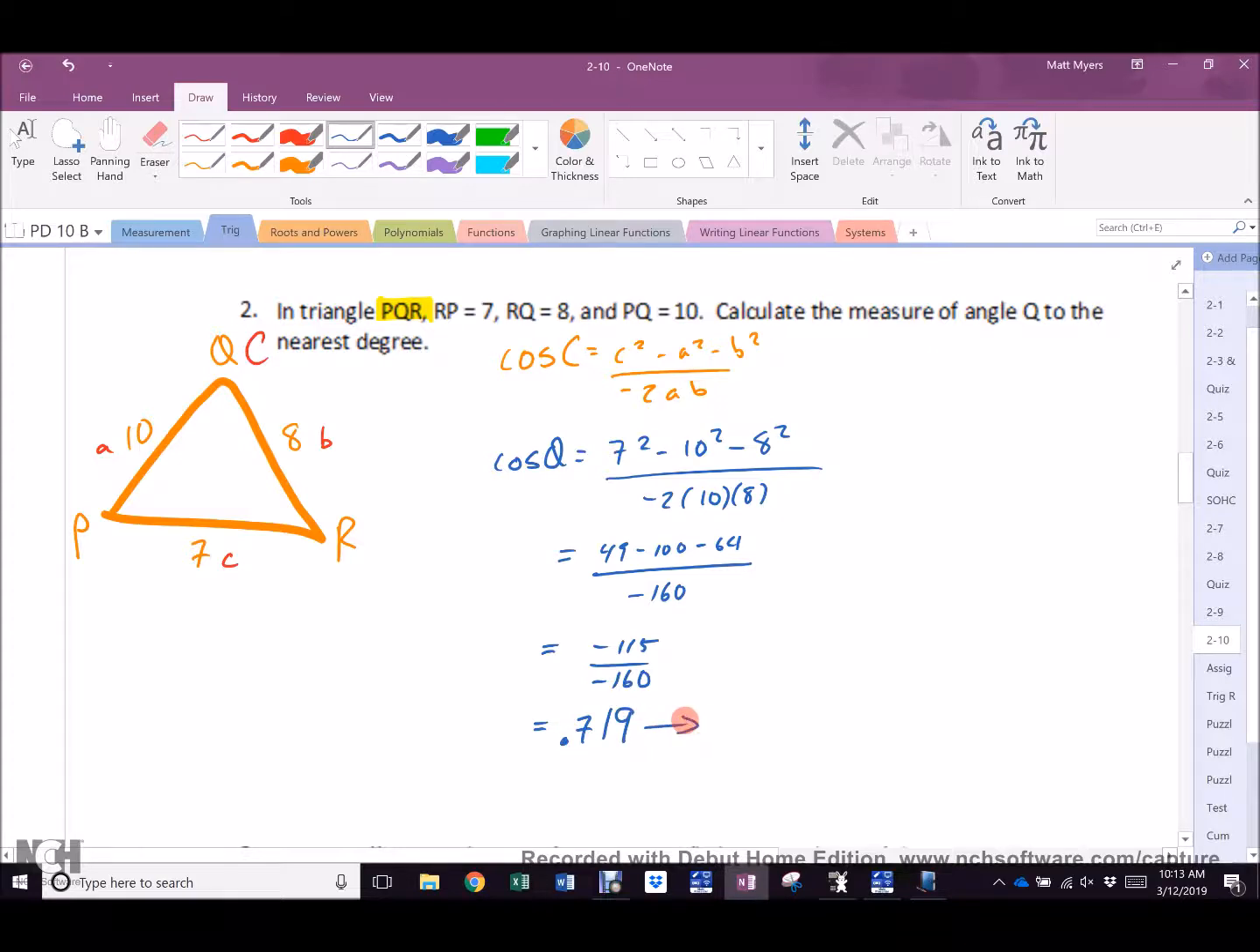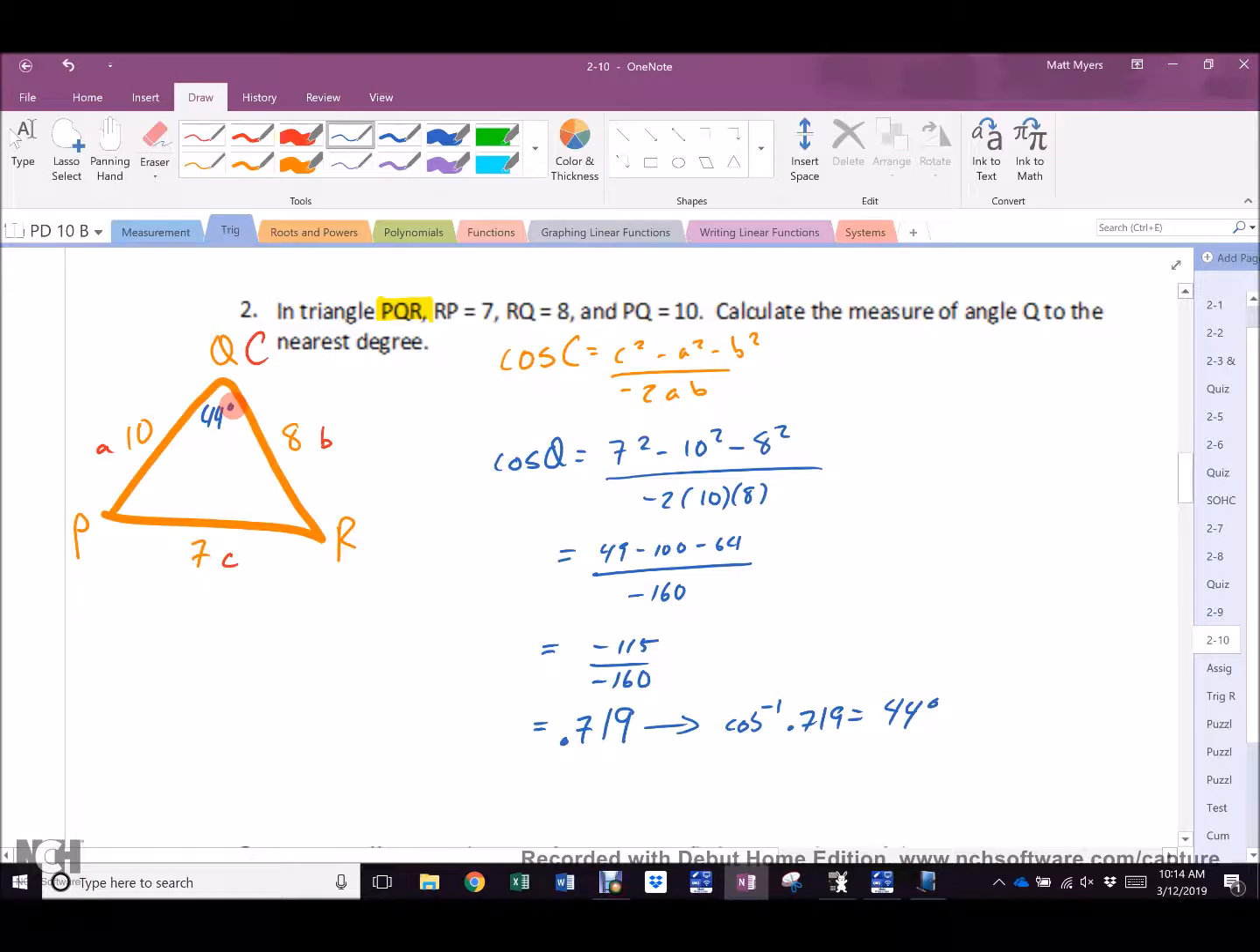What's my last step? What's it equal? 44 degrees.